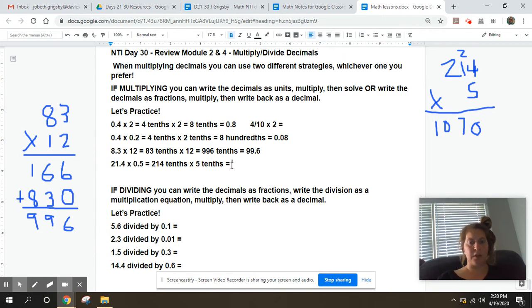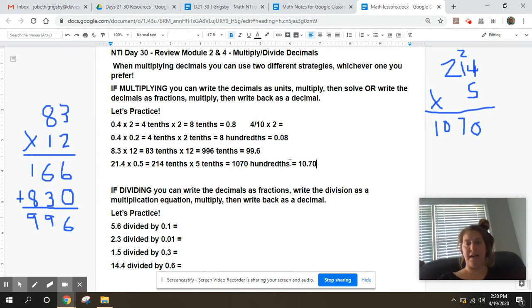1,070. And then we have tenths times tenths, which equals, very good, hundredths. And so I need to write this. So that means that if I have the hundredths, this 0 is going to go in the hundredths place, and my 7 would go in the tenths, which means my decimal would be right there. So I have that answer.